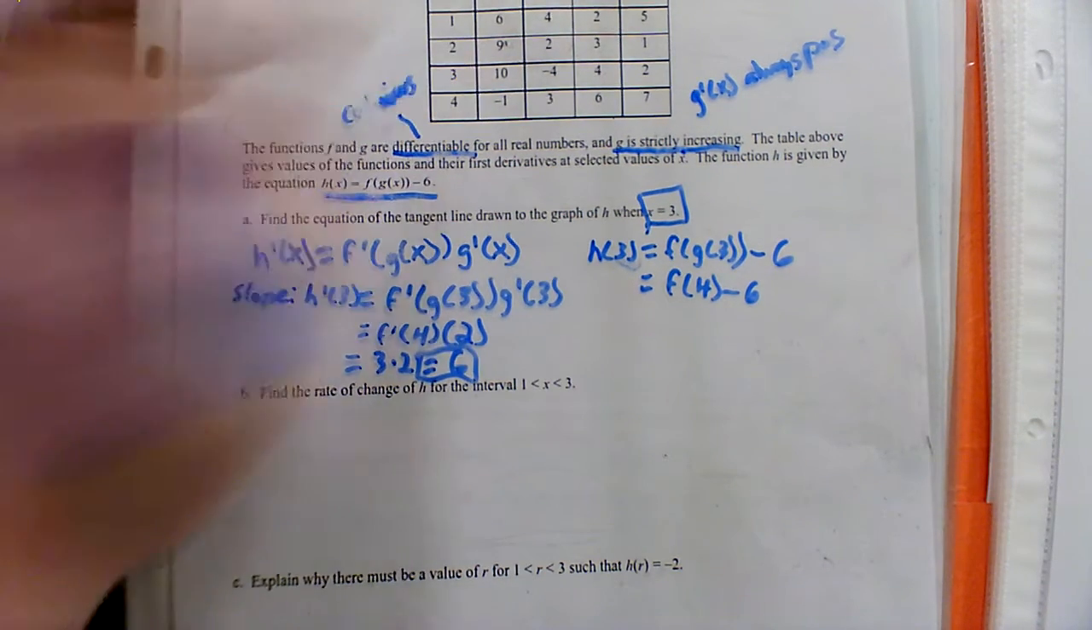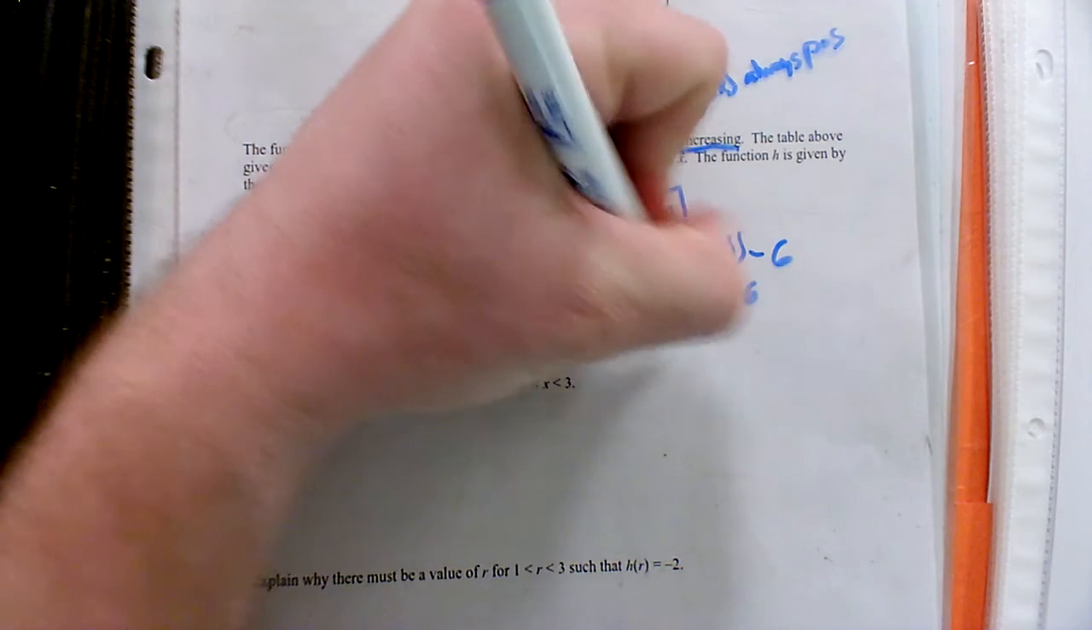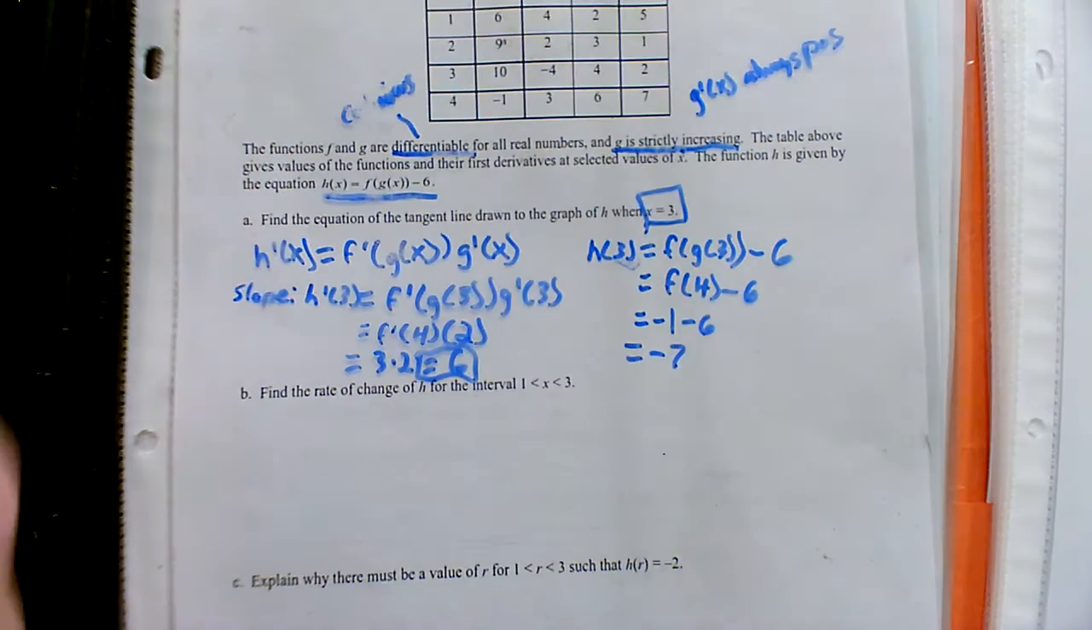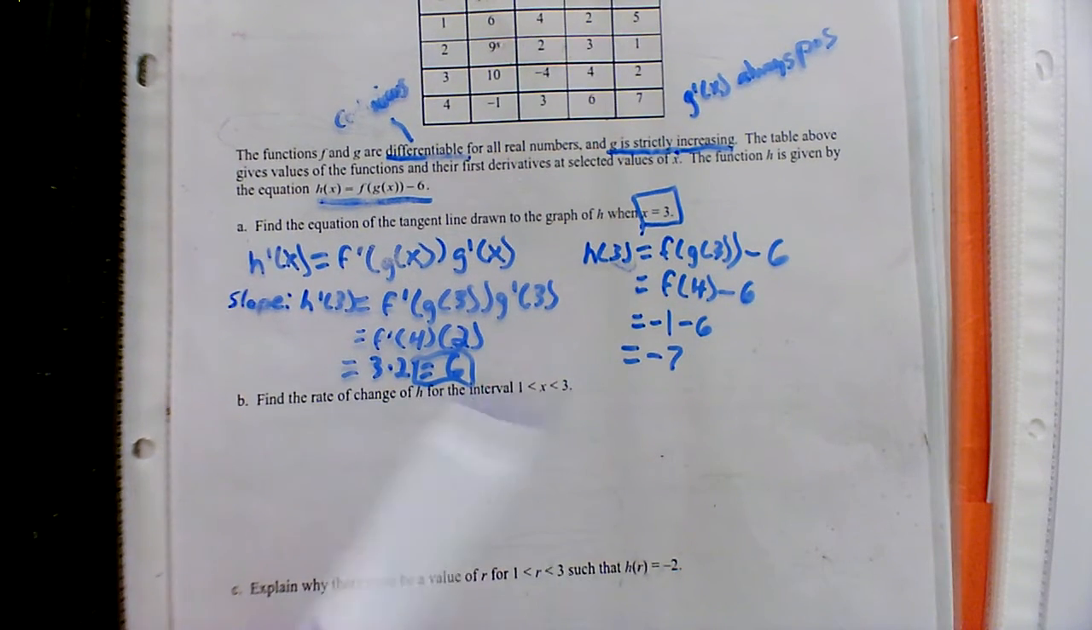Well, now I need to go find f of 4. F of 4 is negative 1. Negative 1 minus 6, and I get negative 7. So now I have my point. I have my slope and I have my point. Now I just have to create the line. So my line would be what?